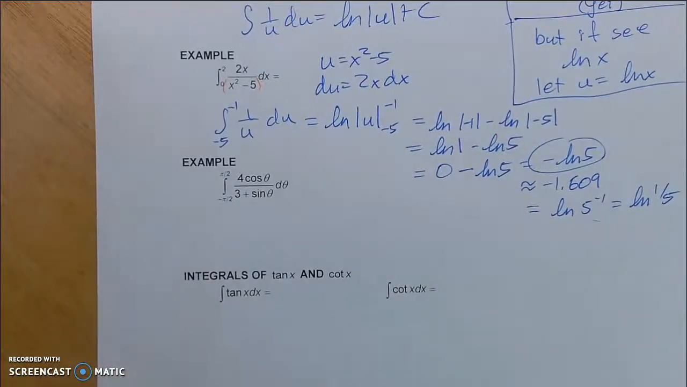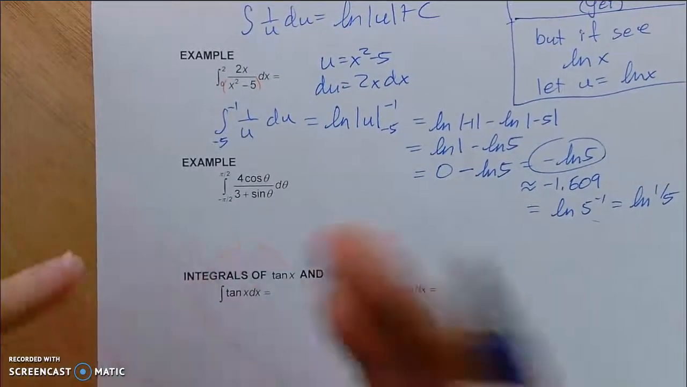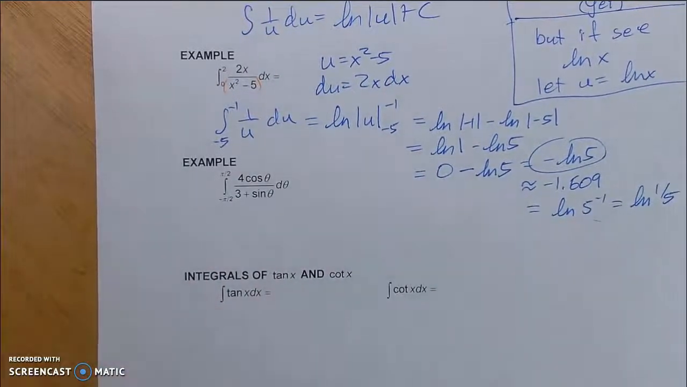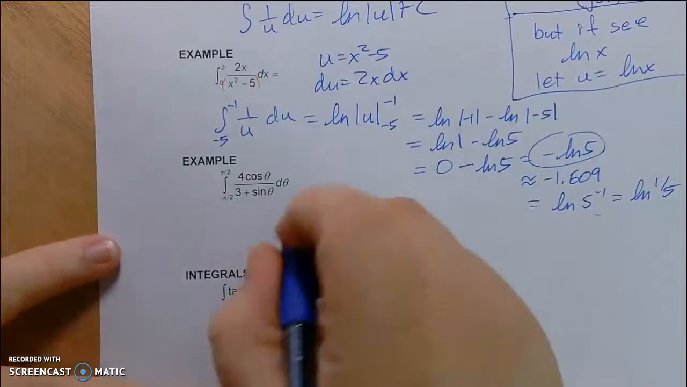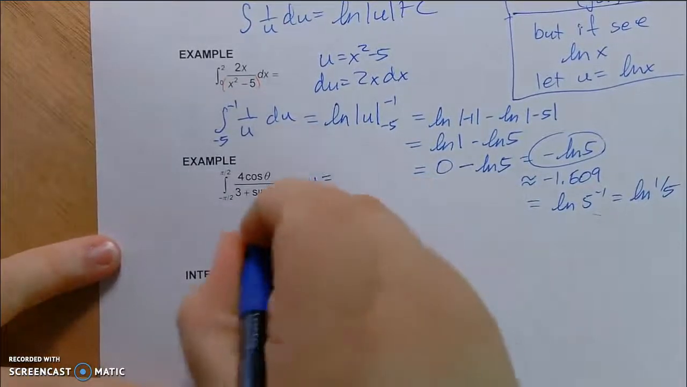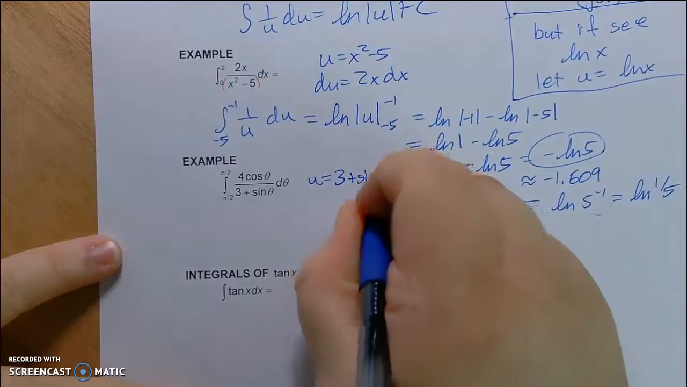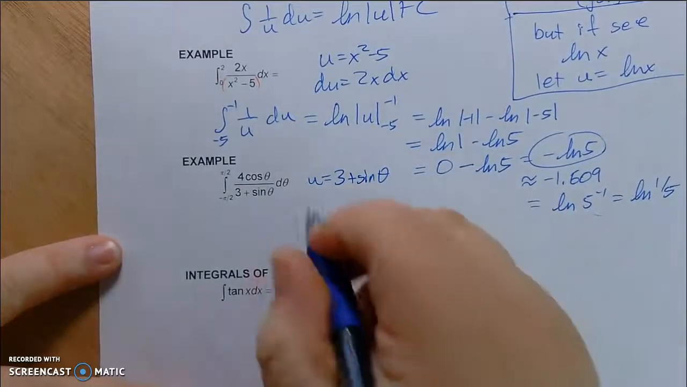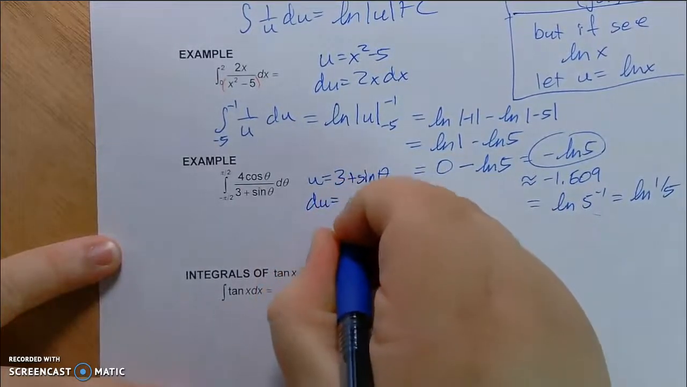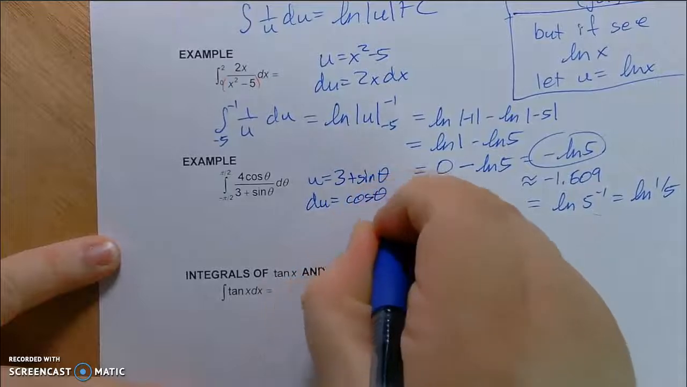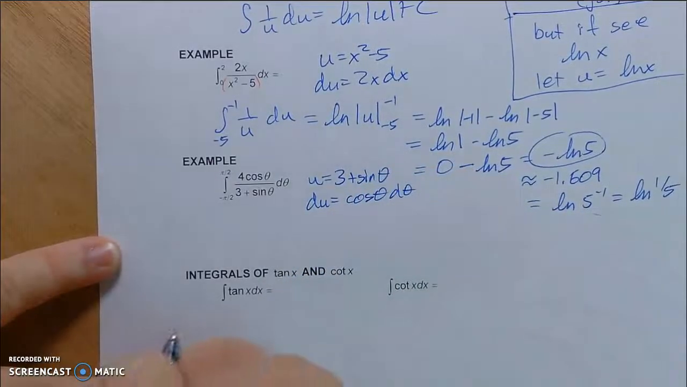Here's an example with trig. Again, we don't have an inside function, it doesn't match any of our patterns, so we have to look around for u substitution. Here, we'll look at our denominator, u equals 3 plus sine x. We like that because the 3 is just going to go away. So du is cosine theta d theta.